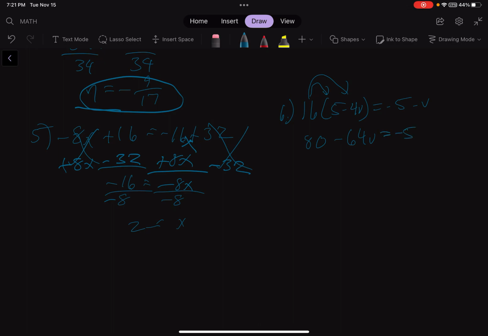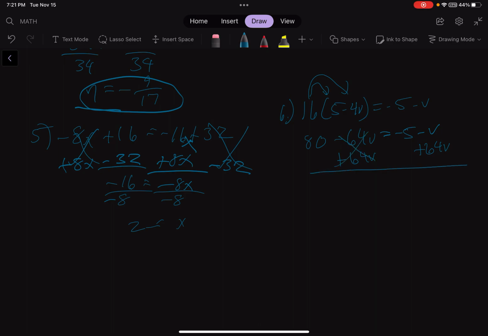So I got negative 64v. That is equal to negative 5 minus v, just writing that down again. Now, I can't do anything on either side of these because I don't have common terms, so I can't do any addition or subtraction. So now I'm going to start getting v by itself. I like having v positive, so I'm going to add 64v to both sides.